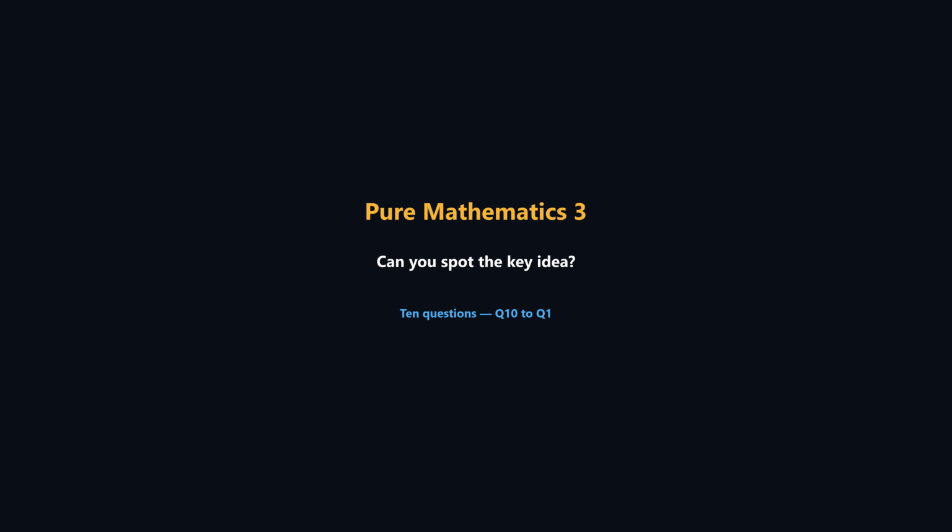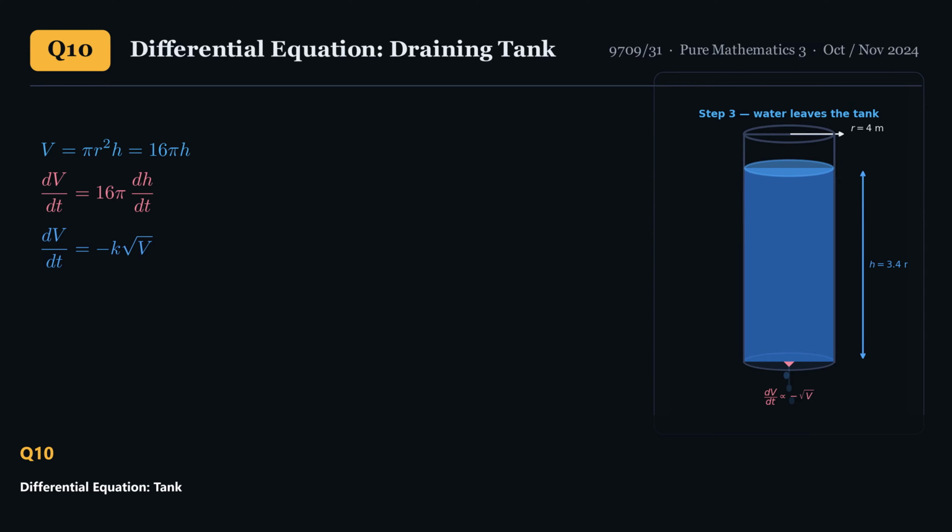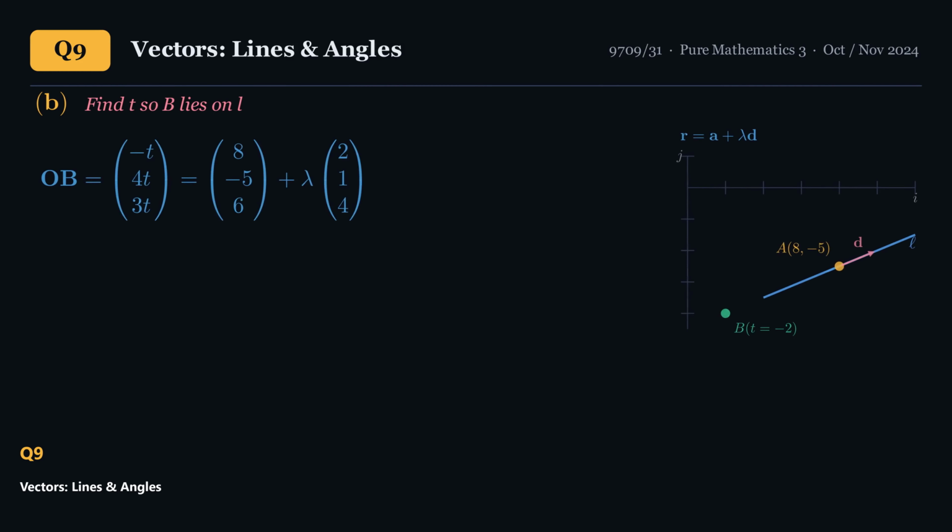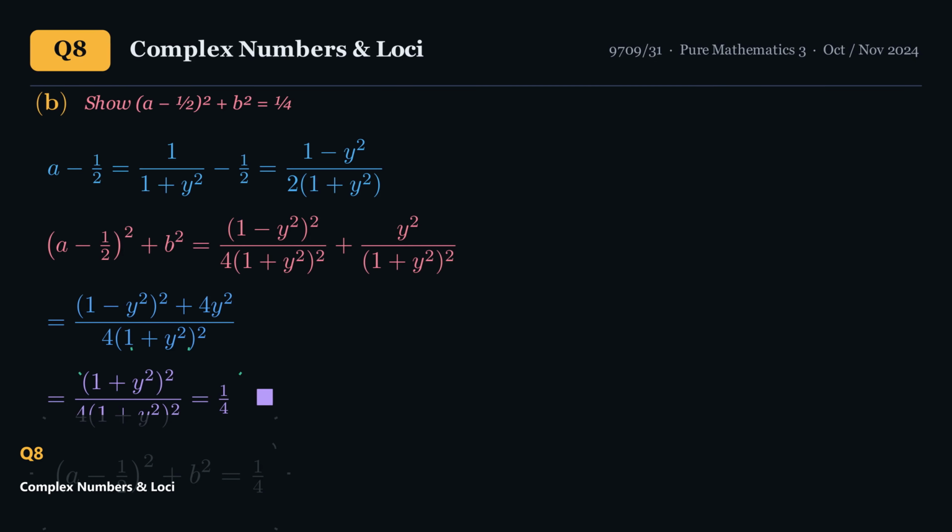Can you spot the idea that unlocks each one? A tank draining, modeled with a differential equation. Vector lines cutting at an angle. Complex numbers traced on the Argand plane. Partial fractions feeding a series.